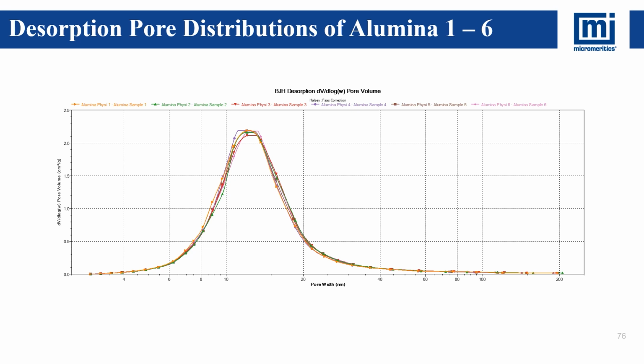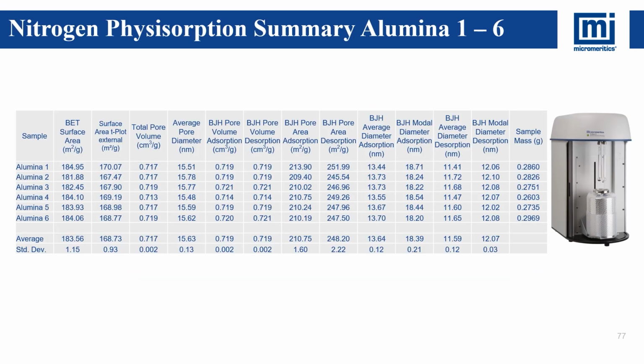We see here the statistics from the physisorption analysis of our 6 aluminas using the TriStar II Plus. Again, lots of different statistics we can look at. One of the things we can look at is the BET surface area, about 183 meters squared per gram. We can look at those two modal diameters from the second to the right, next to the last column there. We see the modal diameter from desorption is around 12 nanometers. If we move over a couple of columns there, we see the modal diameter from the adsorption to be about 18. So we do see that difference in results.